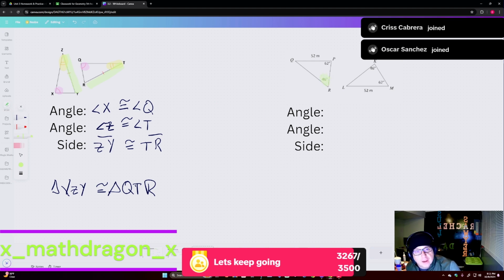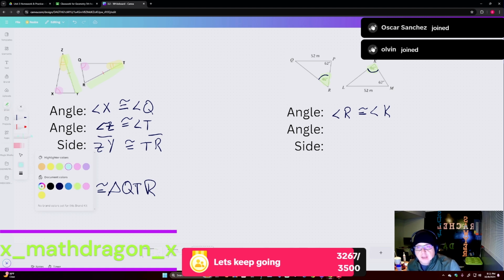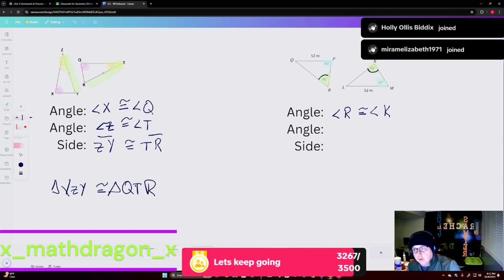We have angle R is congruent to angle K. You can see they're both 46 degrees. So I'm going to say angle R is congruent to angle K. Then I'm going to move on to the next one. We're going to say 62 is equal to 62. Okay, we can go with that. So angle P is congruent to angle M. And now we've got a side. And we have a third side.